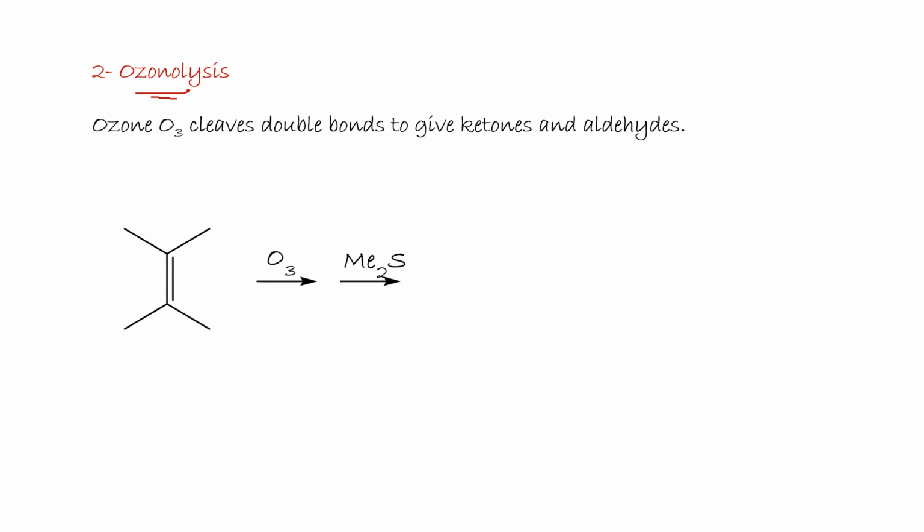Ozonolysis is another oxidative cleavage process. Ozone, O3, cleaves double bonds to give ketones and aldehydes. So if we have a double bond, we treat the compound with ozone. The second step uses a reducing agent like dimethyl sulfide. So we cut in here, we add oxygen up and oxygen down.